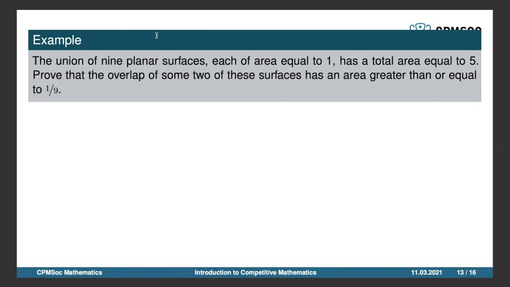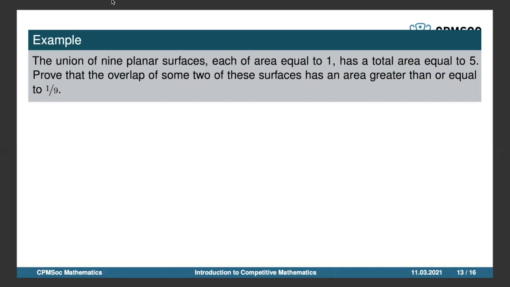And the question states that prove that the overlap of some 2 of these surfaces has an area greater than or equal to 1/9. So the first thing I would do for a question like this is to draw a diagram, so you can draw these planar surfaces and try to visualize the situation and try to see what information you're given. So what you're given is each surface has an area of 1 and the total area is equal to 5. And now the question says prove that some 2 of these surfaces have an overlap of at least 1/9.